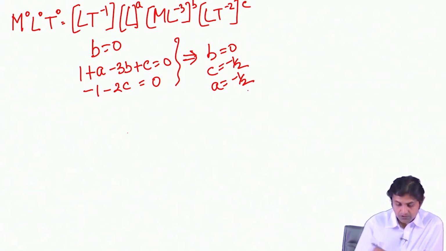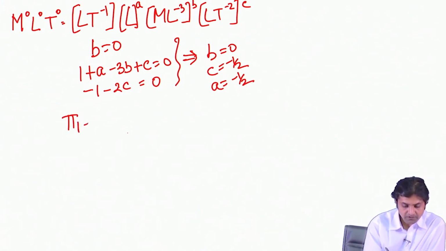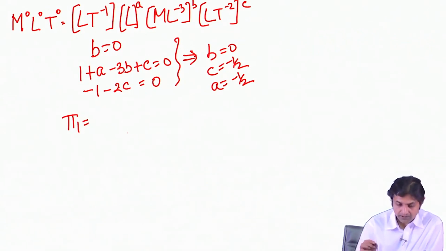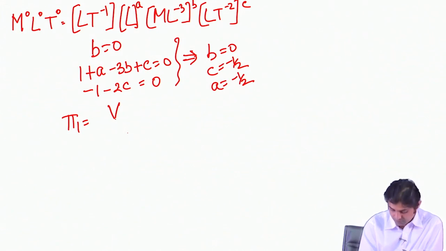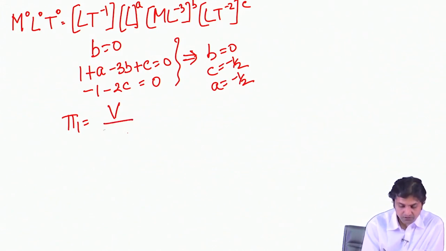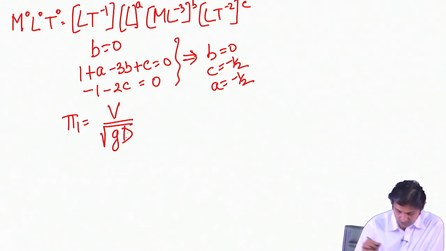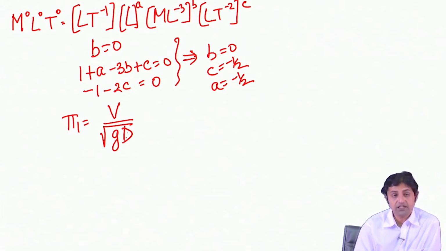So, the first pi term that we are going to get is V, correct, B is 0. So, what we get is V under root G D. So, this is the first pi term.